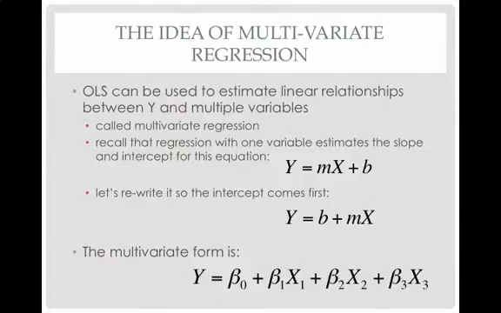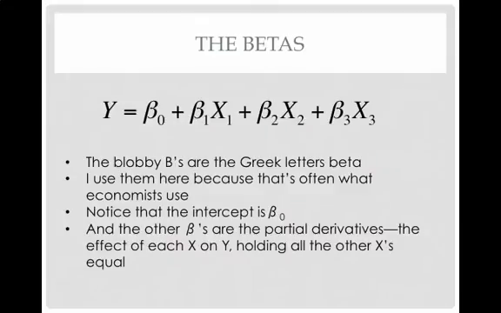So where we saw the regression of y equals mx plus b, let's rewrite that so the intercept comes first, because that's a common way to write a regression equation. So y is equal to b plus mx. And the multivariate form is y equals, these are betas, beta 0, that's the intercept, plus beta 1 x1 plus beta 2 x2 plus beta 3 x3. The betas are the slopes for each x variable. We use betas a lot in economics in regression, and so I'm just using them here because it's standard.